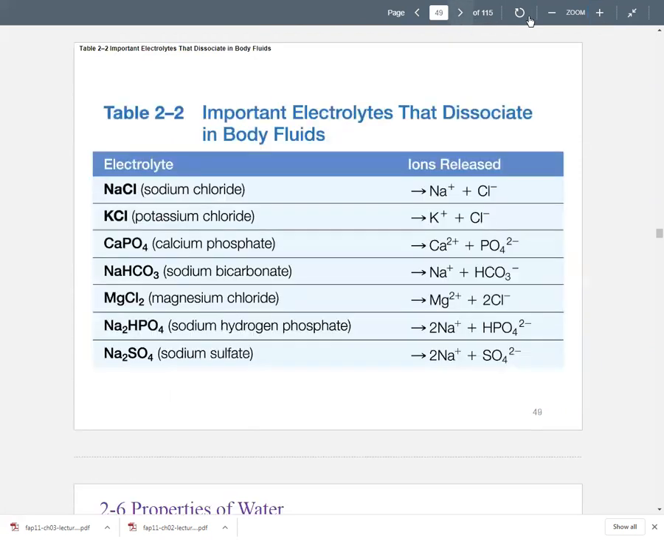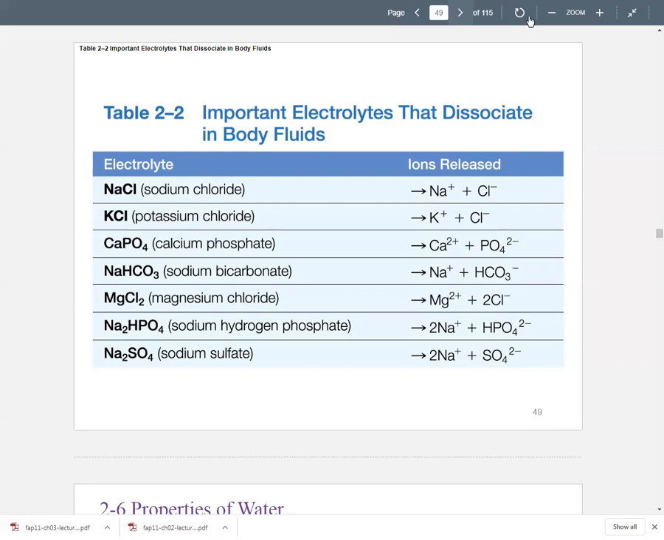Talking about ionization, remember these are ions that dissociate in solution. They come apart, they separate. Remember, associate means come together, dissociate means come apart. So sodium chloride in water will become sodium ions and chloride ions. Potassium chloride solution will become potassium ions and chloride ions.